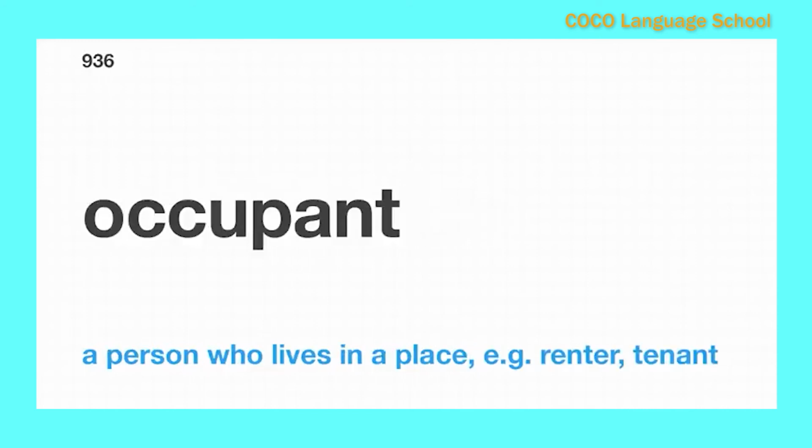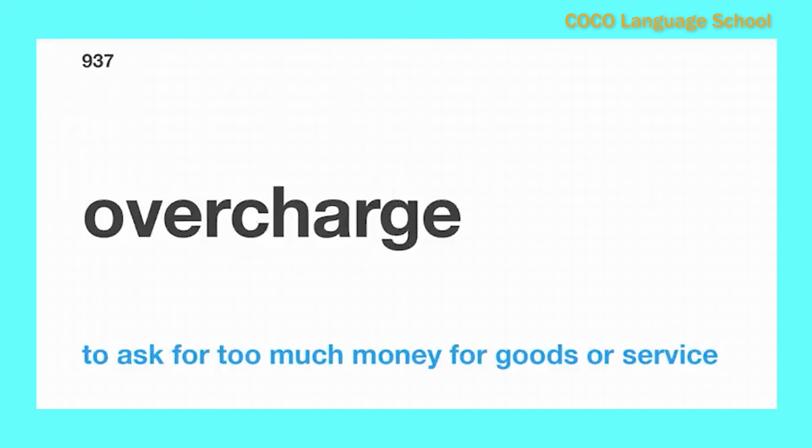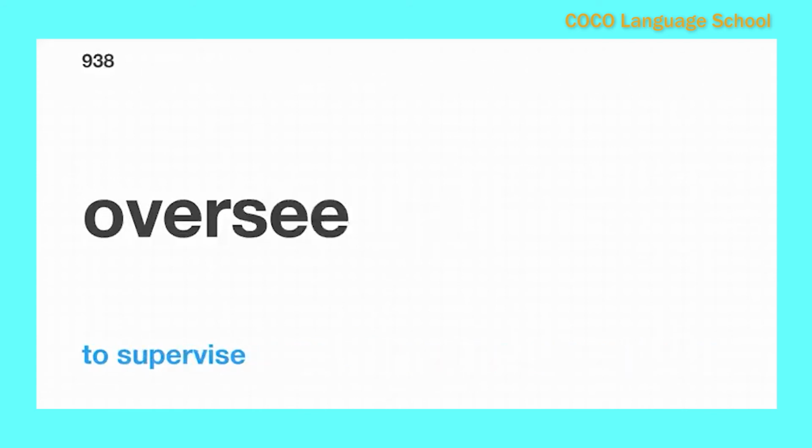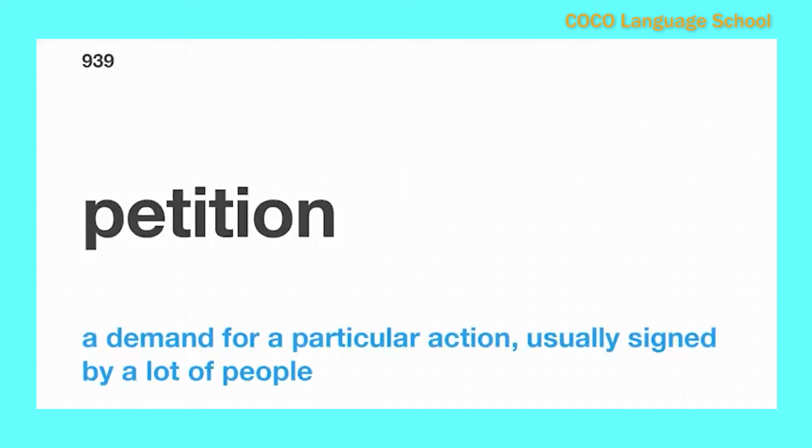A person who lives in a place, for example renter, tenant. Occupant. To ask for too much money for goods or service. Overcharge. To supervise. Oversee. A demand for a particular action, usually signed by a lot of people. Petition.